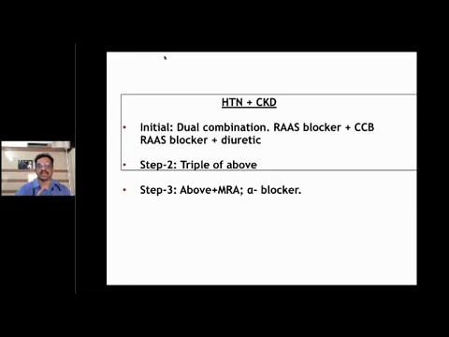Triple drug is RAS plus CCB plus diuretic, and step 3 is the above plus MRA, that is mineralocorticoid receptor antagonist, that is Aldactone, spironolactone.